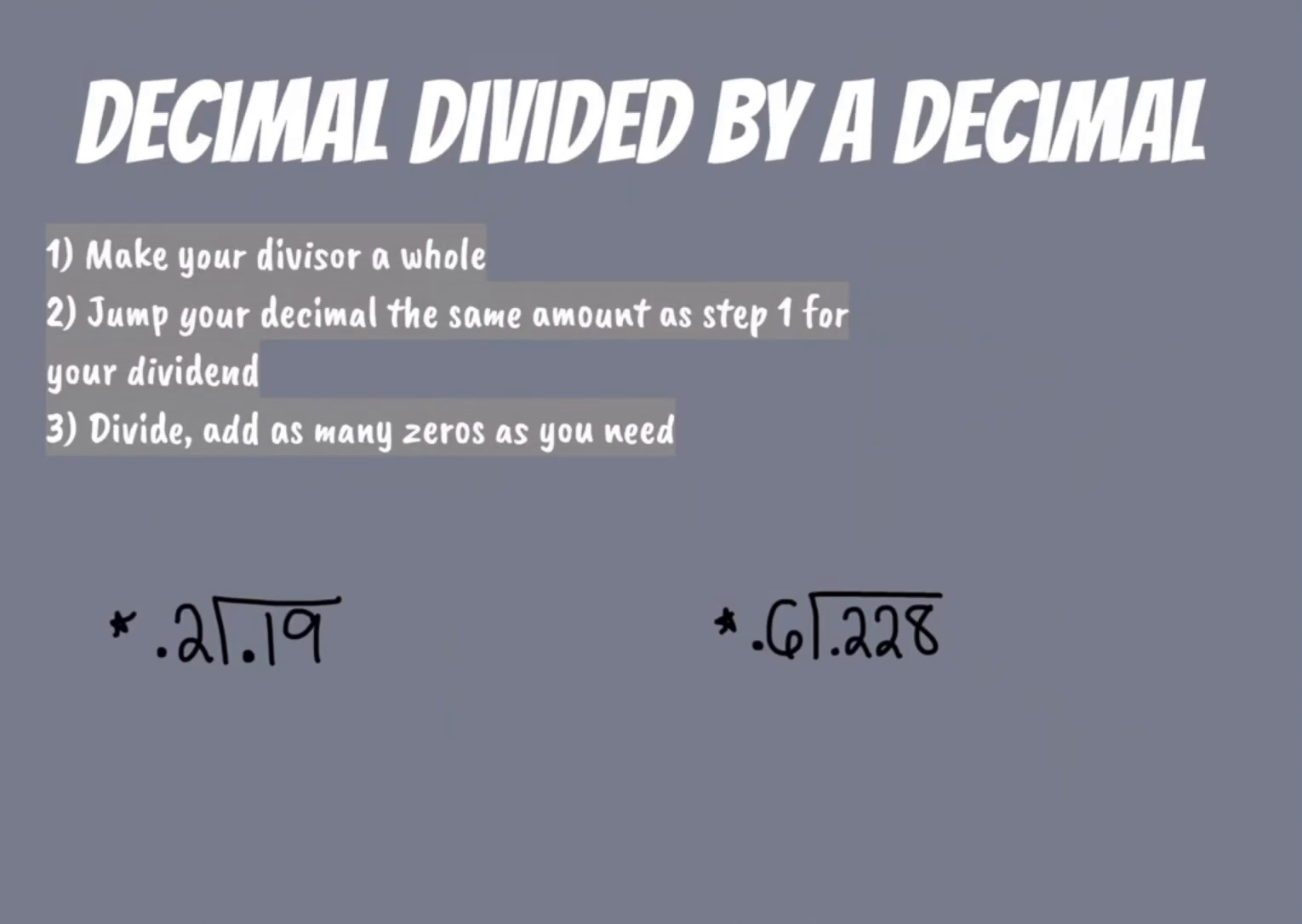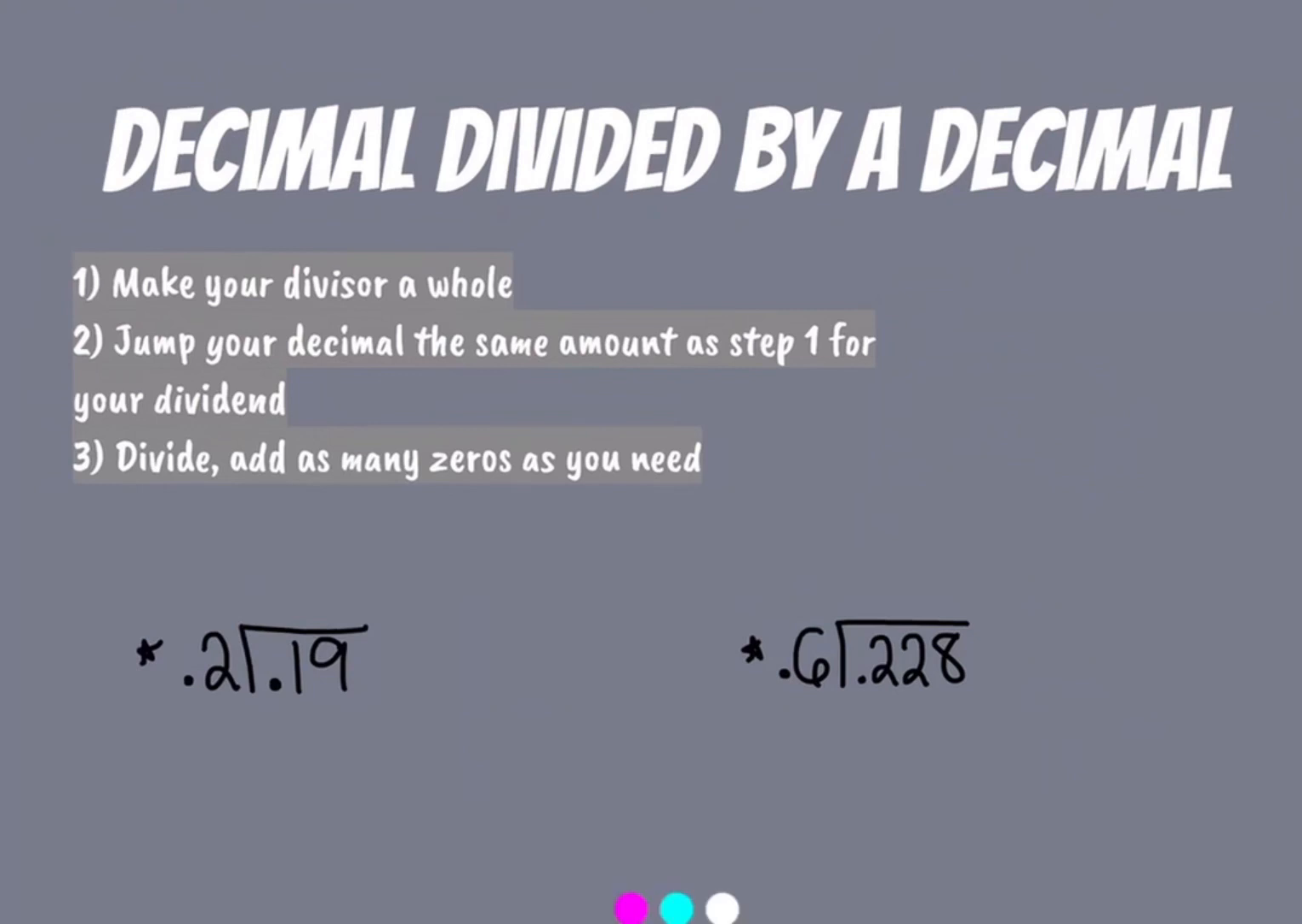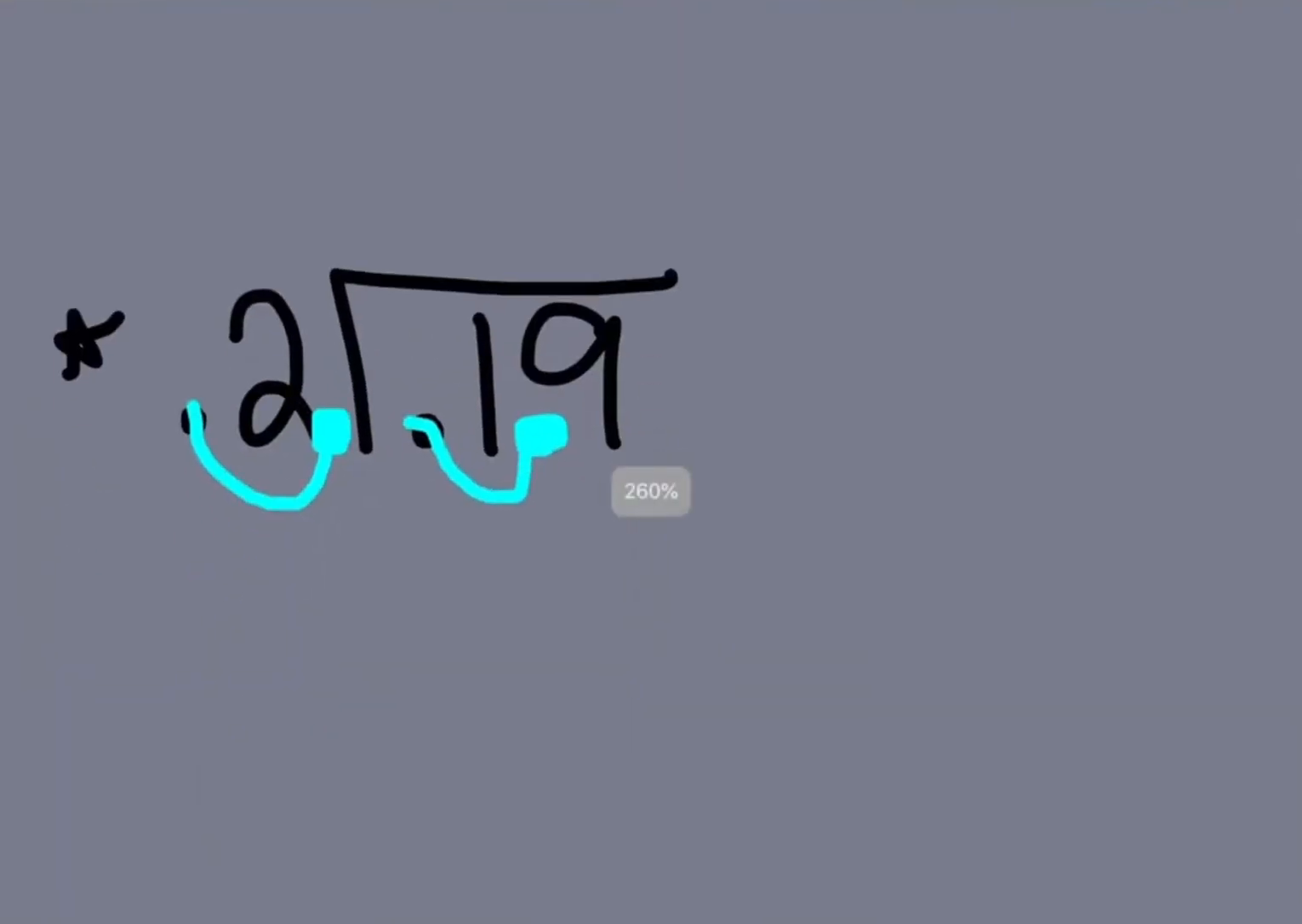Decimal divided by a decimal. Now this is when you need to make a divisor a whole number. So you jump the decimal over, same way you did in the first problem. Jump the decimal over. It took one jump for both. And that means I'm going to have to jump the decimal of my dividend the same exact amount. Jump it over one time. Notice we're going the same direction. And now we divide. Add as many zeros as we need to.